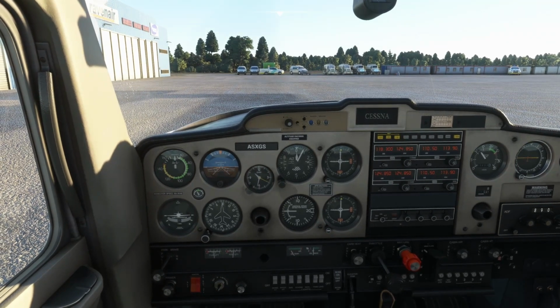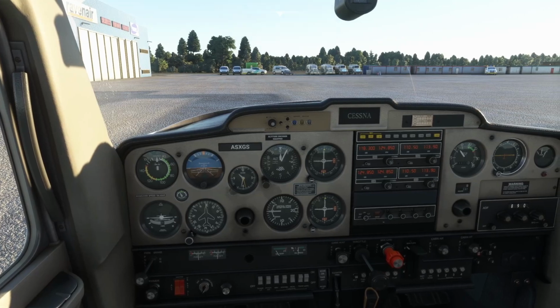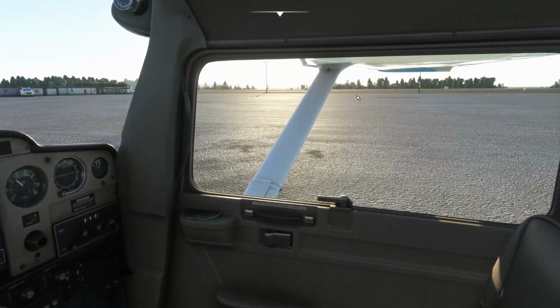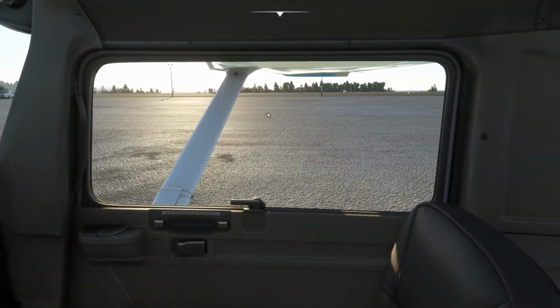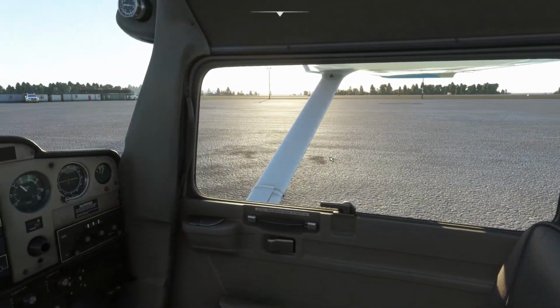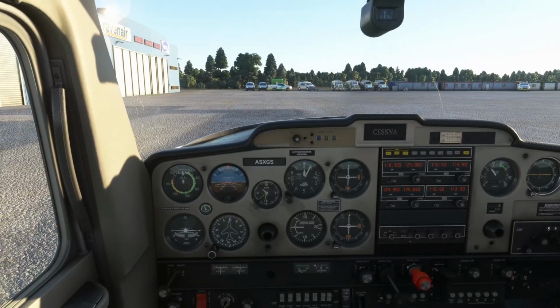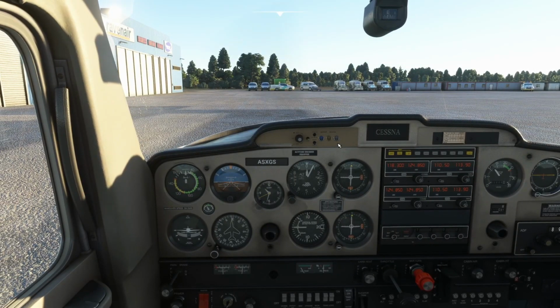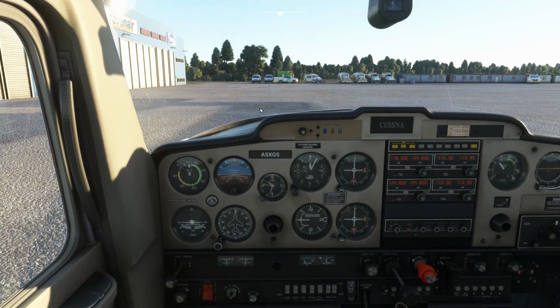Okay, so next step would be to check our engine. So we do what's called a power check. Depending on where you are in the world, what airfield, normally you do this at holding points for the runway, or you do it over in the corner of your apron, depending on the airfield you're at and the normal operating procedures there. But for the purpose of this, we'll just do it where we are now.